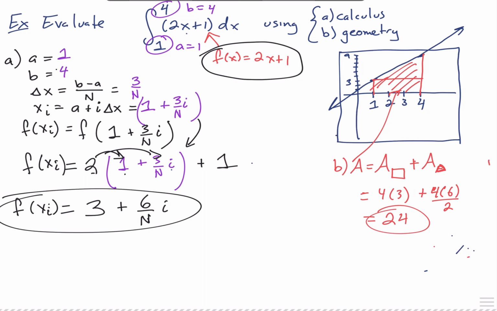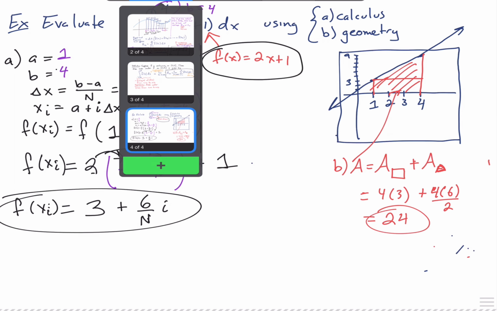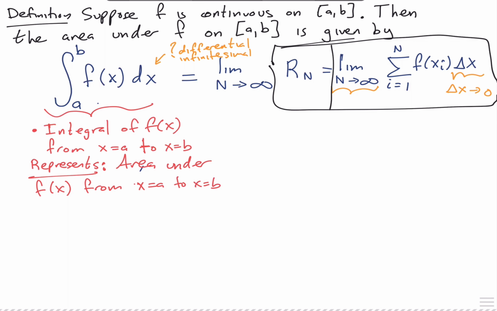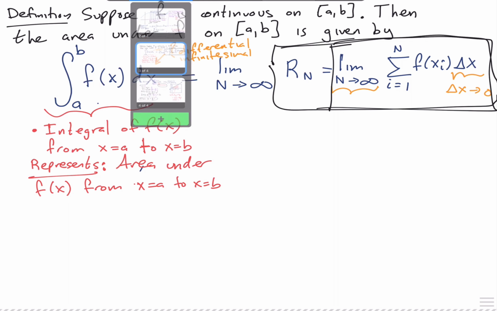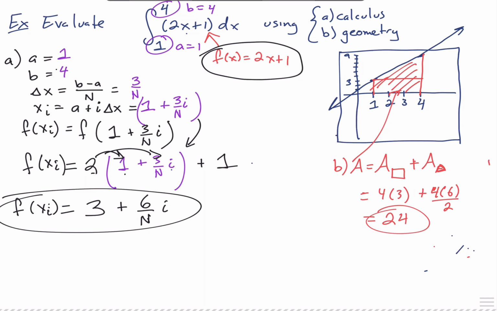Okay, so that's my function. Now, let's go back here. This is what I'm going to find. The area is equal to the limit as n goes to infinity of that sum. Do I have everything I need to plug into that sum? I have f of x sub i, I have delta x. Then that's it. Let's plug it in and see what we get. The integral from 1 to 4 of 2x plus 1 dx is equal to the limit as n goes to infinity of the sum from i equals 1 to n.